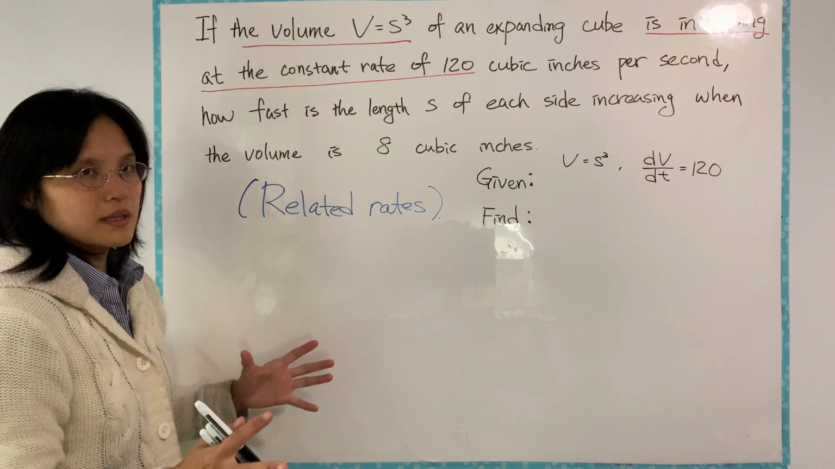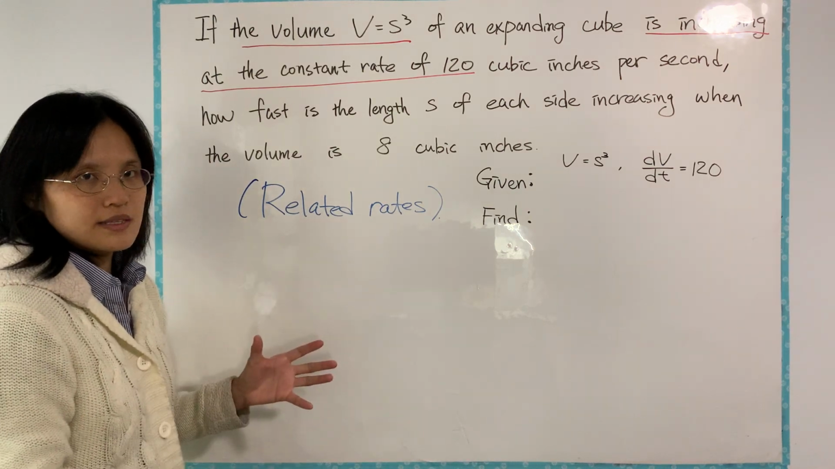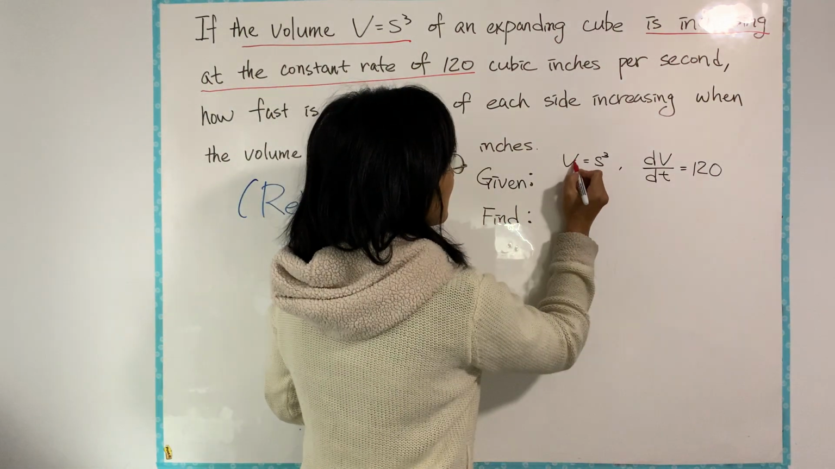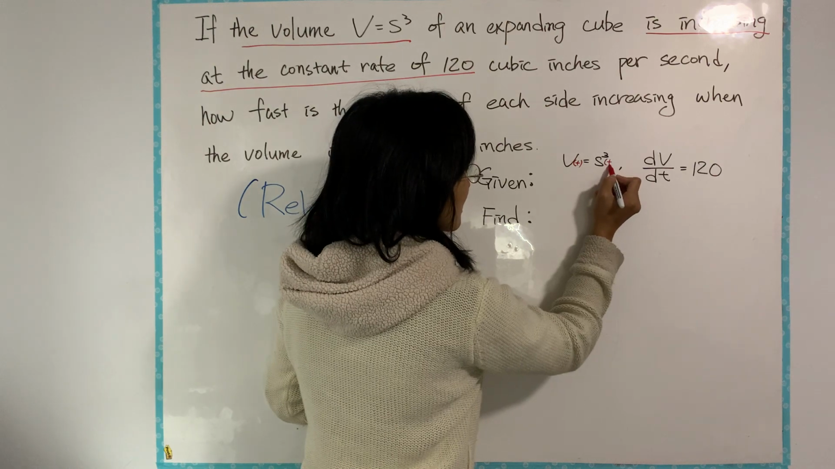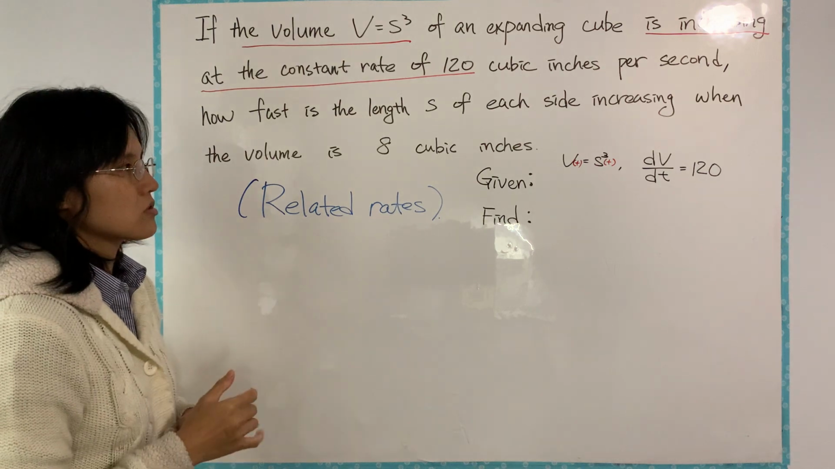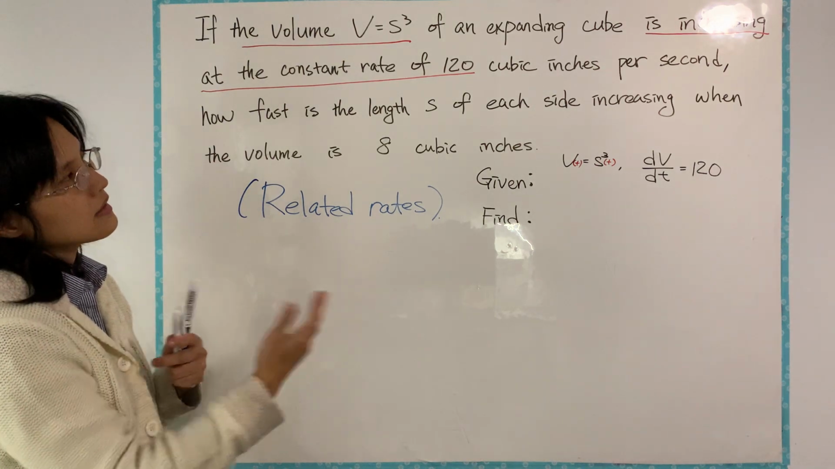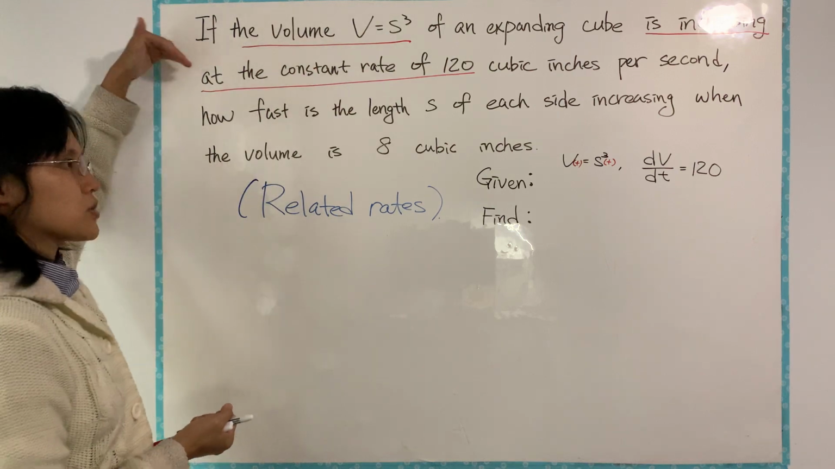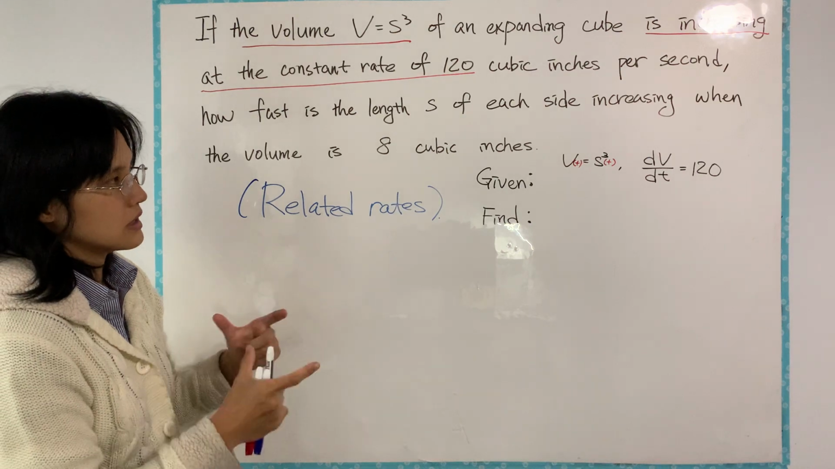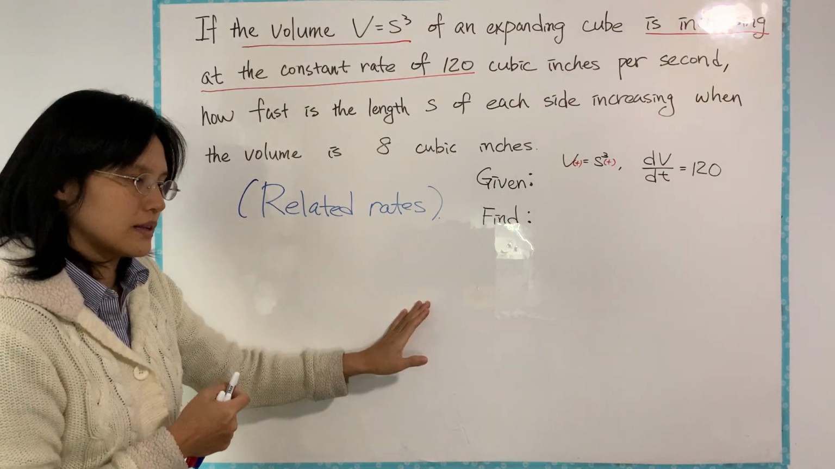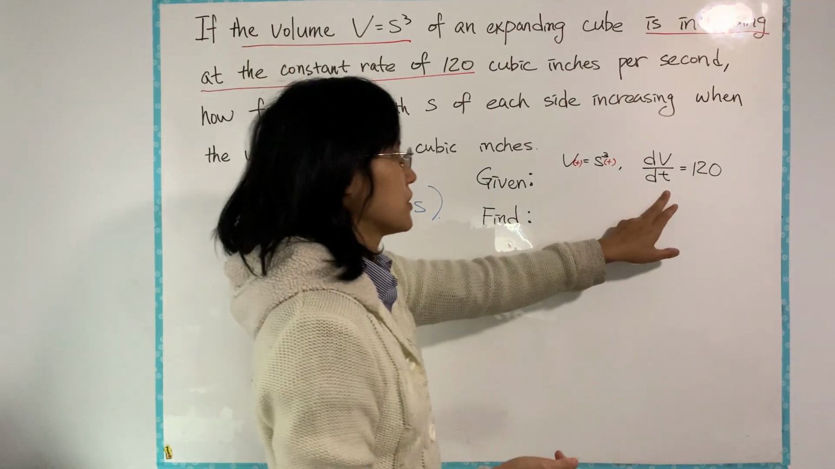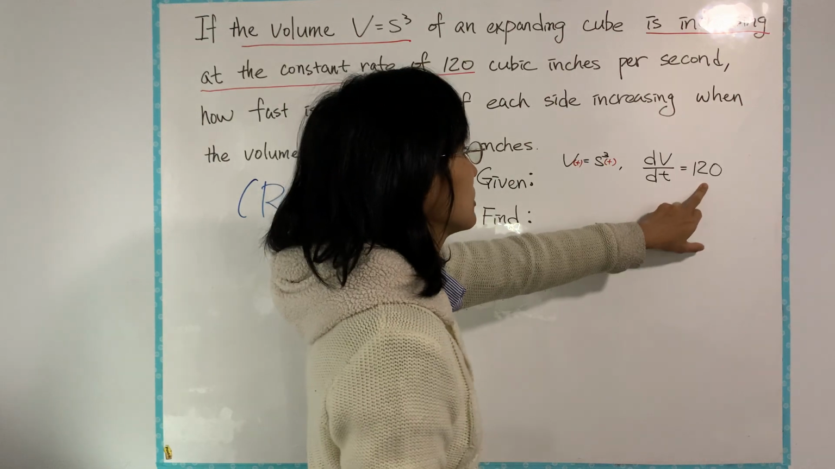From the question you can see that this cube is expanding, so therefore the volume is expanding. What does that mean? That means you treat V as a function of t. The length of the side is also a function of t. It does not say that, but from the description, you know that these two quantities, the volume and length of the side, both change as time changes. So the rate of change for the volume is equal to 120.